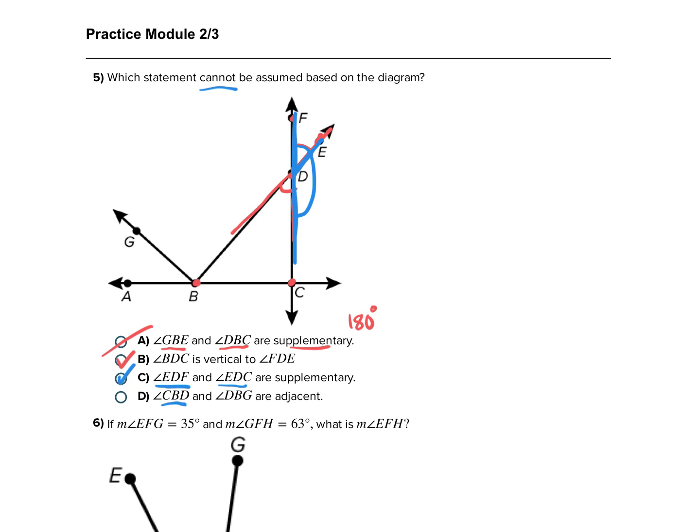And CBD, so this angle here, and DBG, this angle here, are adjacent. That is true. They share both the vertex and the side, so that is correct. So, and remember, my question said, which statement cannot be assumed? So because they're looking for the one wrong answer, the answer is A.